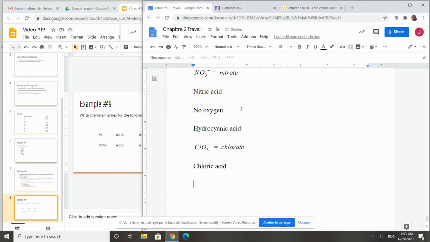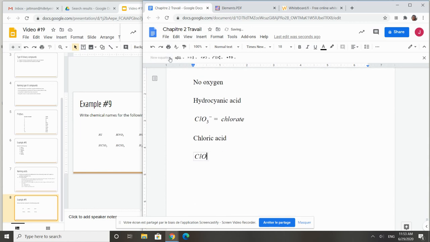Now I have HClO4. I go to my polyatomic ion sheet. I find that ClO4 minus is perchlorate. So again, we have ATE, so I'm changing it to IC, so perchloric acid.